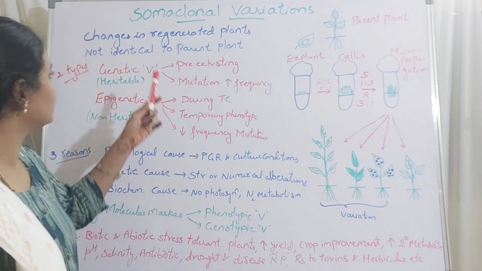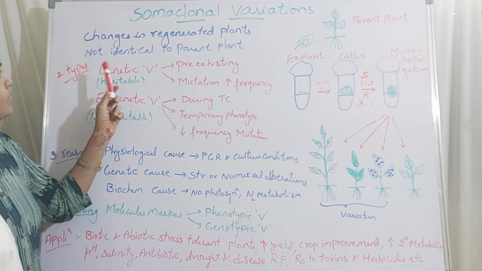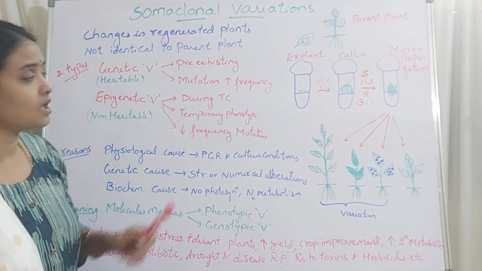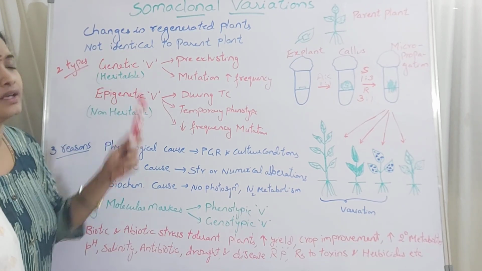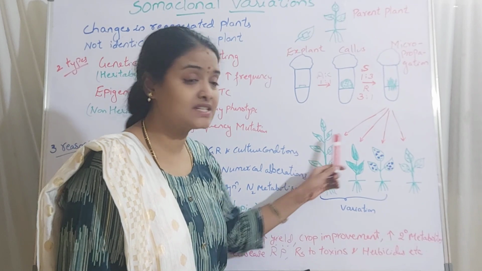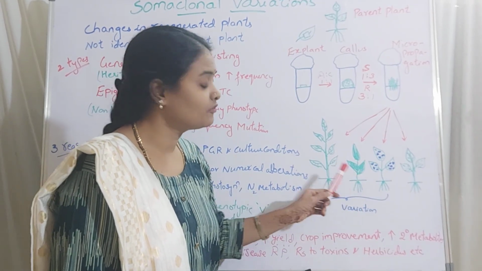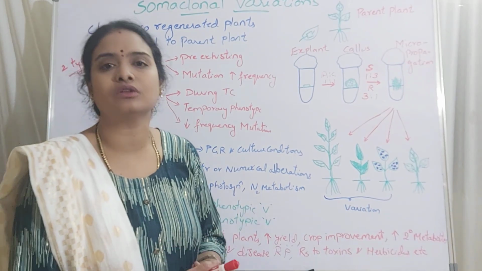Okay, so it will not resemble the parent plant. And these somaclonal variations are classified into two types based on their inheritance, right? Whether these variations or changes that have occurred are going to be transmitted to the next generations or not.